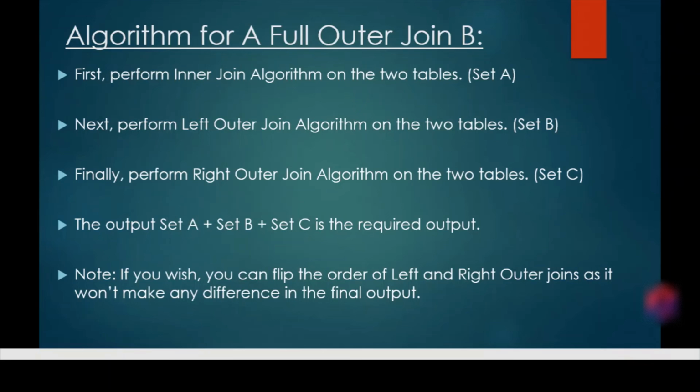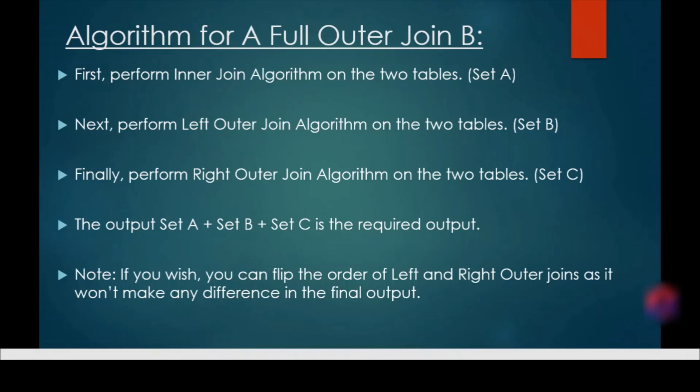Another important point that I want to state over here is that you can very well flip the order of the second and third steps. That is, you can first perform the inner join, then perform the right outer join, and lastly you can perform the left outer join. So you can change the order. So you have two orders now. The first order is you perform the inner join, then you go for the left outer, then you go for the right outer. And option number two is you perform the inner join, you go for the right outer, and lastly you go for the left outer.